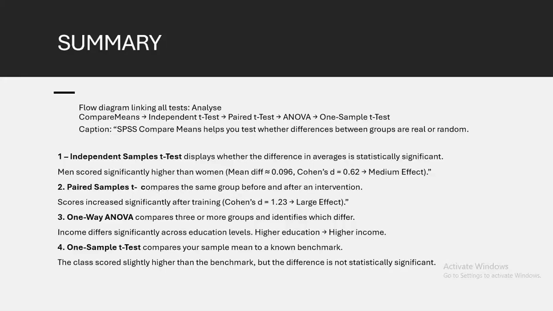The one-way ANOVA revealed that higher education leads to higher income, with each level significantly different from the others. The one-sample t-test showed that although the class scored slightly higher than the national benchmark, the difference was not statistically significant. In summary, Compare Means in SPSS helps us test whether differences between groups are real or random. It is the mathematics behind everyday decisions, from evaluating training programs to shaping education and income policies.